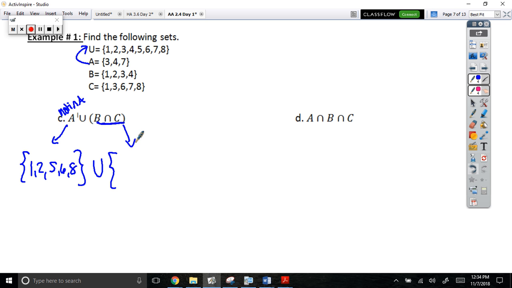Alright, what is in B intersect C? What do they have in common? 1 and 3. Now we unite those two sets together. 1, 2, 3, 5, 6, 8.